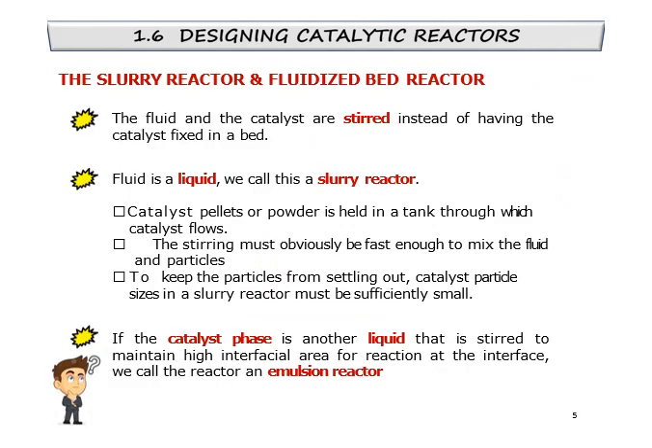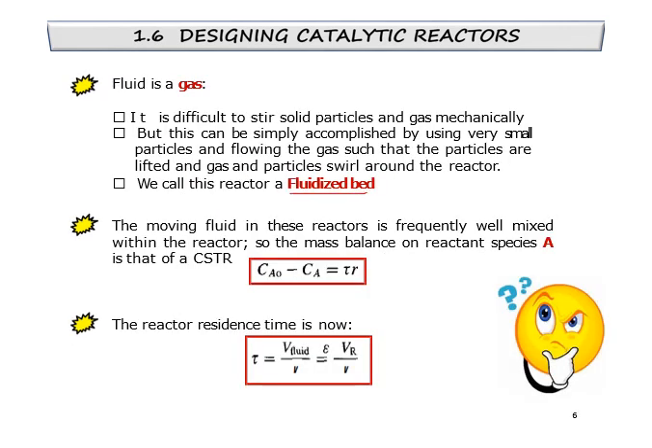Okay, now we look at the slurry reactor and fluidized bed reactor. Previously, in the packed bed reactor, the catalyst is fixed. There's no stirring, there's no mixing. But for a reactor that has mixing and stirring, we call it either a slurry reactor or fluidized bed reactor. Why slurry? We call it slurry if the fluid is in liquid form, and we call it fluidized bed if the fluid is in gas form.